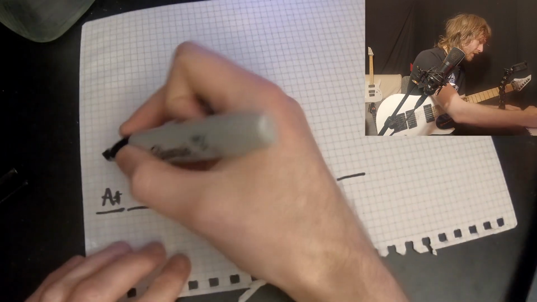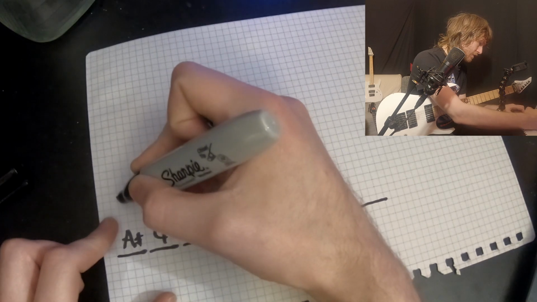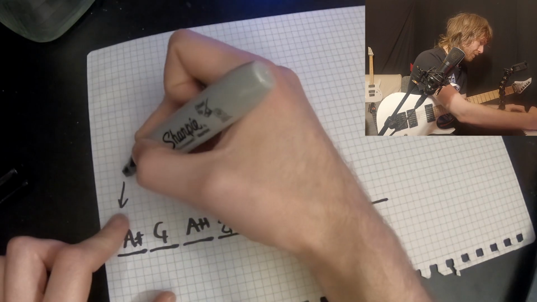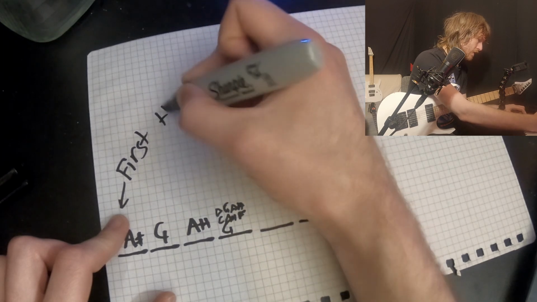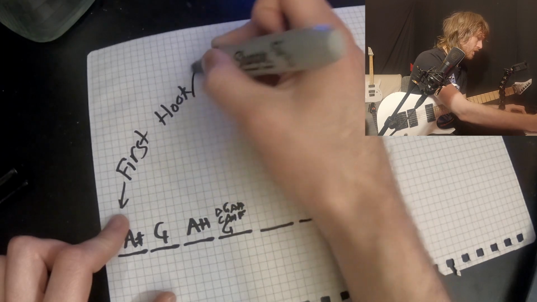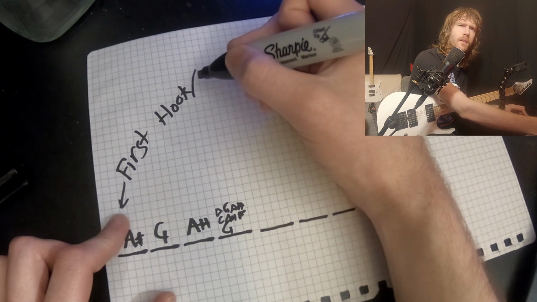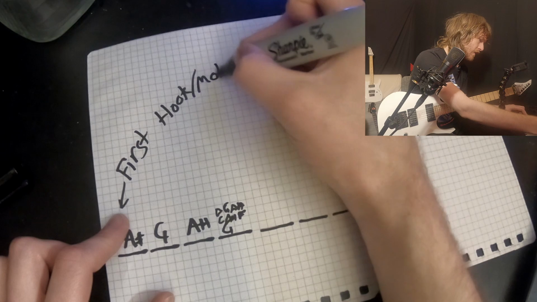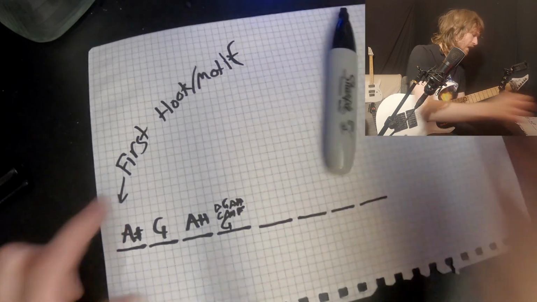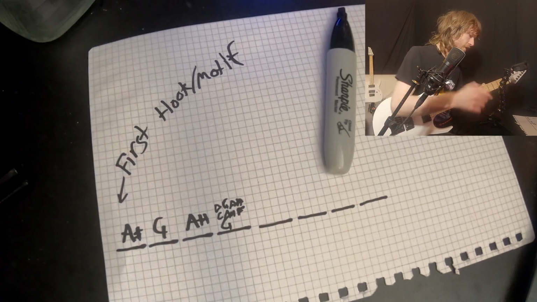I will mark that as, this thing I would call the first hook, or what are they called? What are they called when something is repeated? Motif. Yeah, motif. Okay, so we have this. And that is on the A chord.